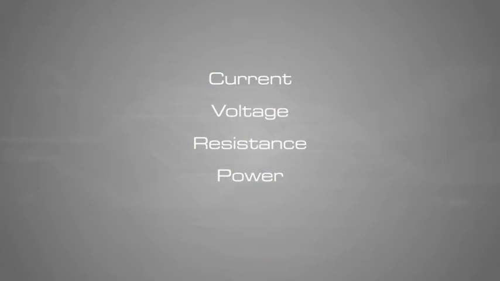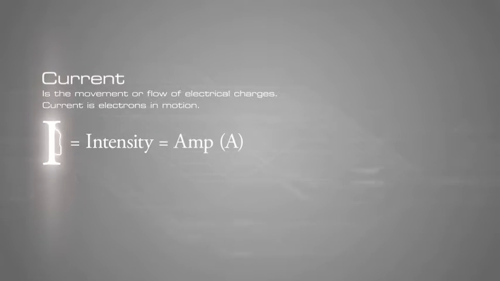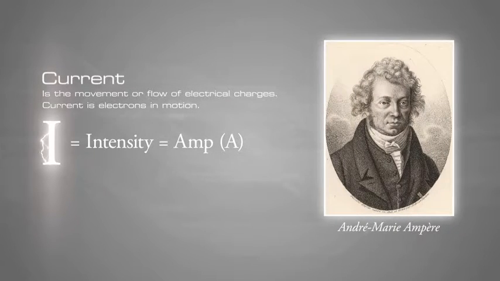There are four basic concepts of electricity: current, voltage, resistance, and power. Current is the movement or flow of electrical charges. Current is electrons in motion. The conventional symbol for current is I. The ampere, often shortened to amp, is the SI unit of electric current. It's named after André-Marie Ampère, French mathematician and physicist, considered the father of electrodynamics.